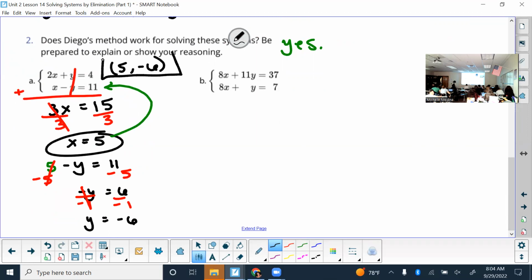And did you still get y equals negative 6? So you can see, it doesn't matter, as long as they're not breaking any numbers. So questions on A? Now, can I add the two equations together in B?